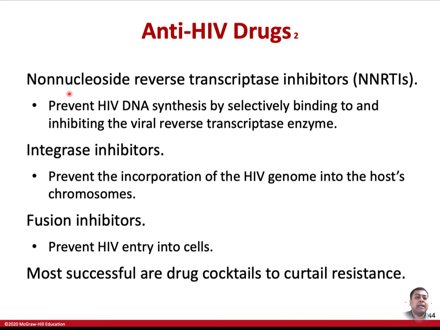The next we are looking at is the non-nucleoside reverse transcriptase inhibitors, or NNRTIs. These prevent HIV DNA synthesis by selectively binding and inhibiting the viral reverse transcriptase enzyme. So it binds to the specific active site of the enzyme, blocking the enzyme. Then we talked about the integrase inhibitor, which prevents the incorporation of the HIV genome into the host chromosome. The fusion inhibitors prevent HIV entry into specific host cells, so the receptors cannot properly bind to the viral spike proteins and induce membrane fusion.